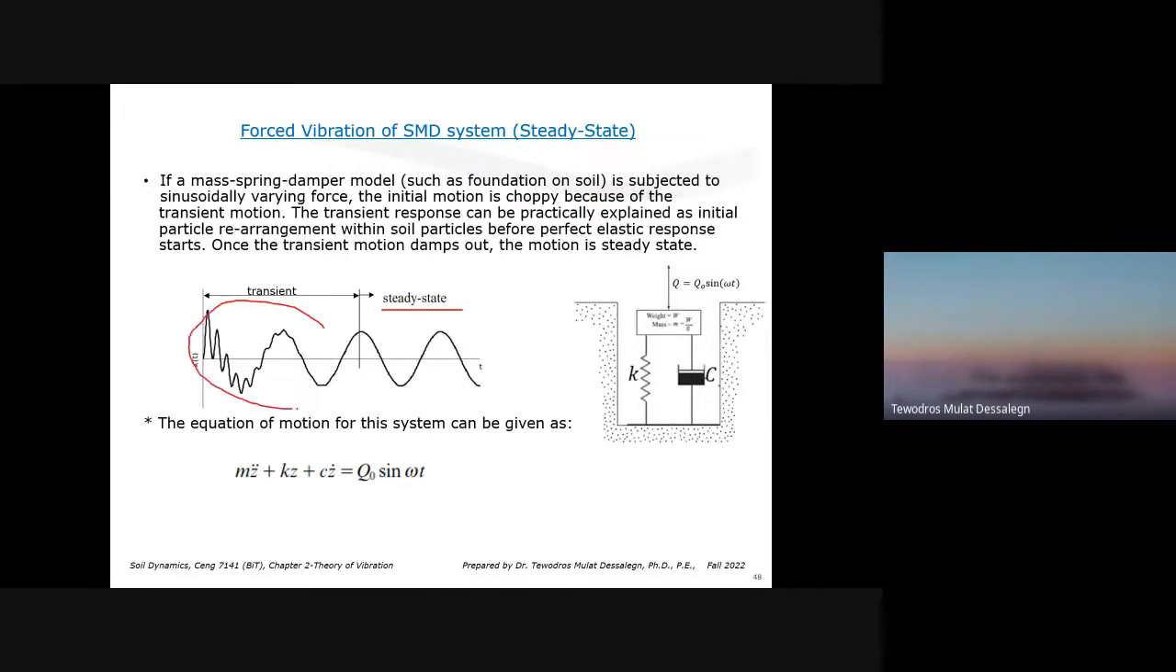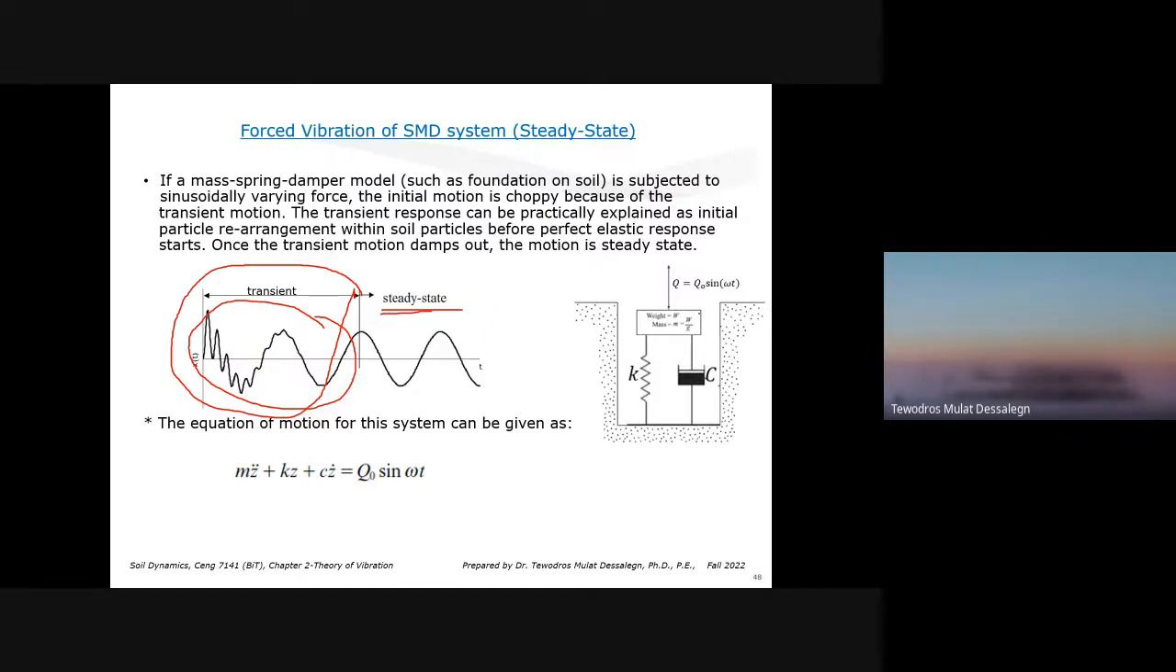The initial noise is usually attributed to, for example, when you apply the force initially, you may have loose particles. You may have insignificant amount of settlements or particle rearranging before you find some elastic response. So that initial noisy part is what we call transient. And we don't usually model this one. It's initial, it's very short duration, but the steady state, once you have a perfectly elastic response, that's what we are talking about in this section, which is a steady state motion.